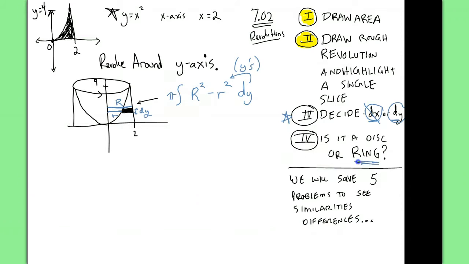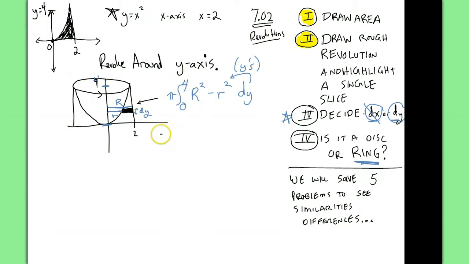We've already answered this one. Is it a disk or a ring? We've already done that. The next one is we need to look at our bounds. So we start at the low y value of 0 and we end at the high y value of 4. So I'm going to integrate from 0 to 4.